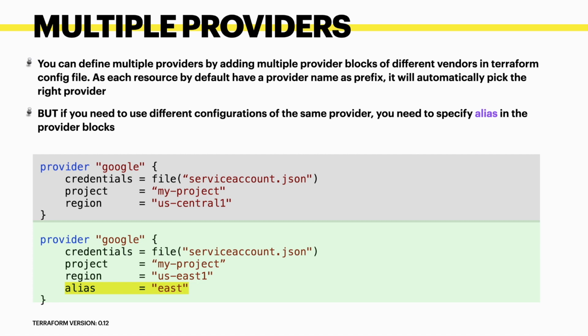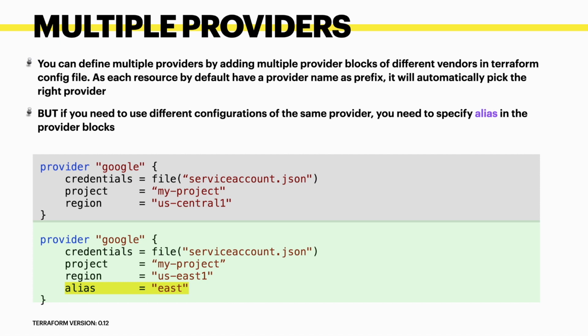You can define multiple providers by adding multiple provider blocks of different vendors in the Terraform config file. As each resource by default has a provider name as a prefix, it will automatically pick the right provider. For example, you can have Google and GitHub providers defined in the config file. So the respective resources will pick up their respective providers.